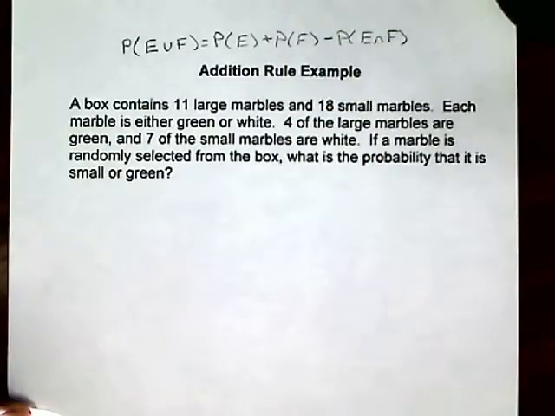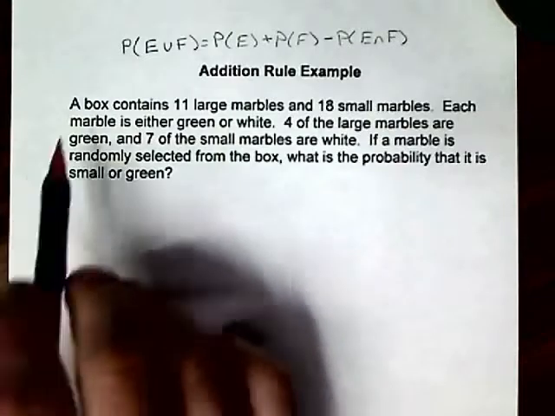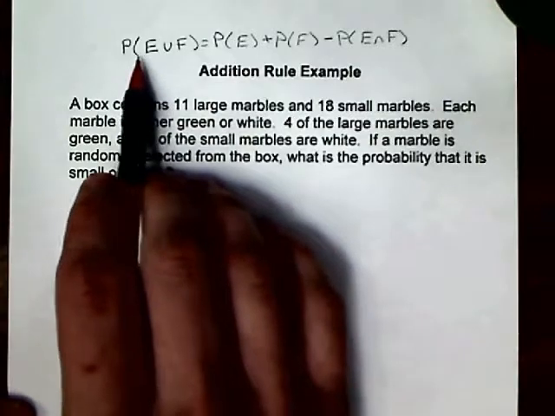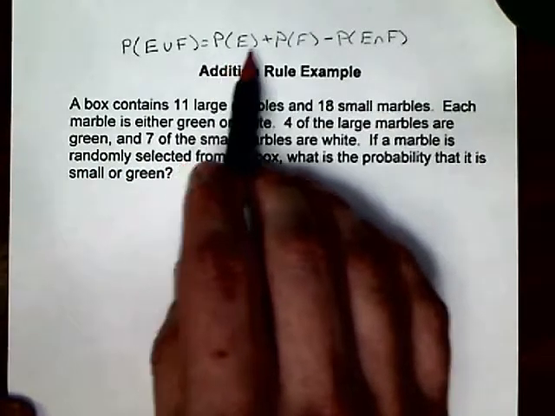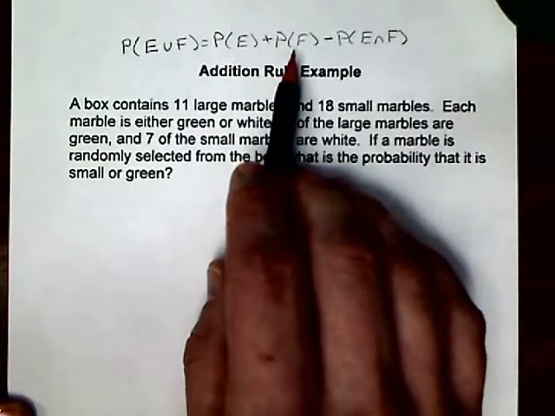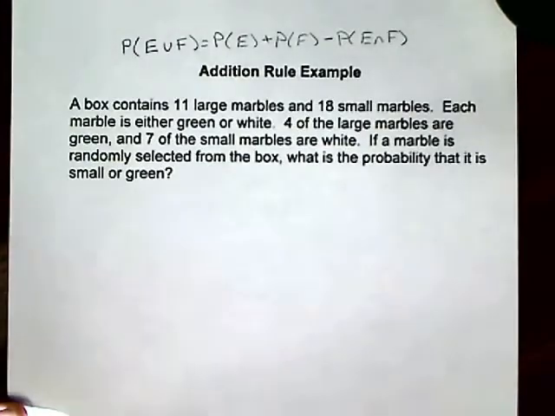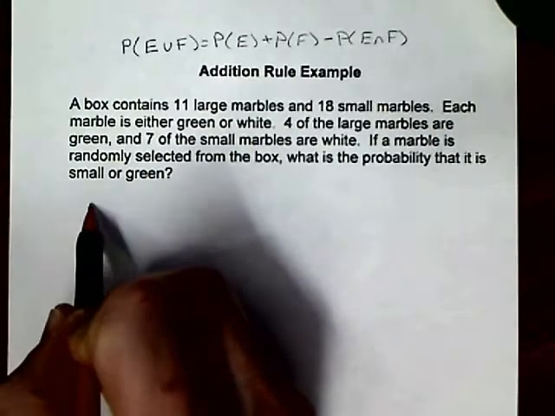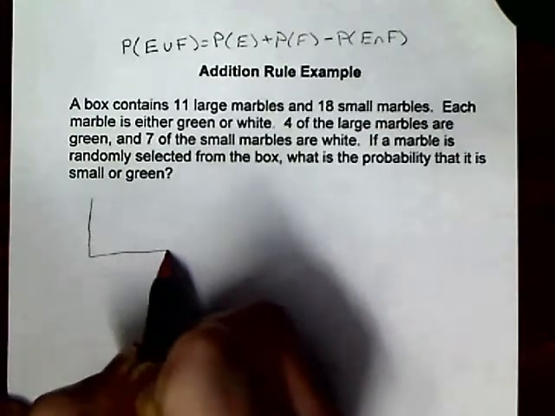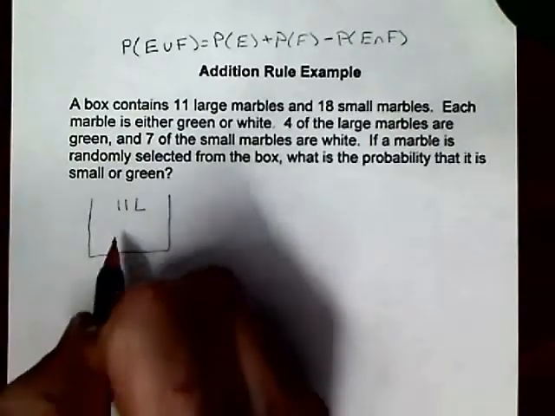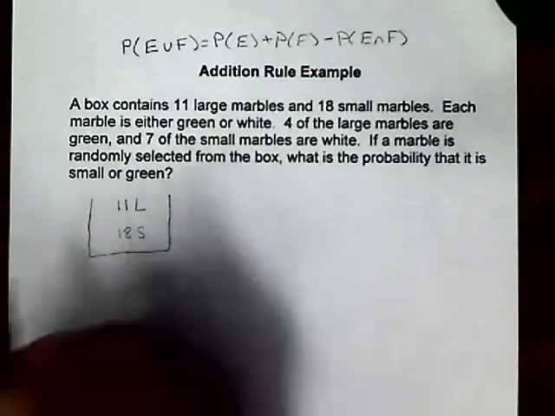F. Okay. And we use this rule to get at the union probability, or sometimes we know the union probability and we know these two probabilities here, and we use this rule to find the intersection probability. But in this example here, we're going to use it in a more straightforward sense. What we've got in this example is a box that has 11 large marbles in it. So here's our box. We have 11 large marbles and 18 small marbles in it.